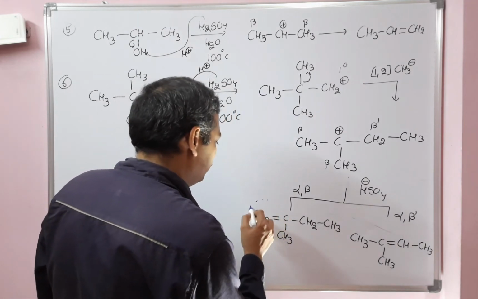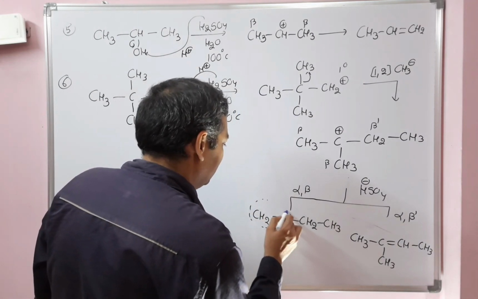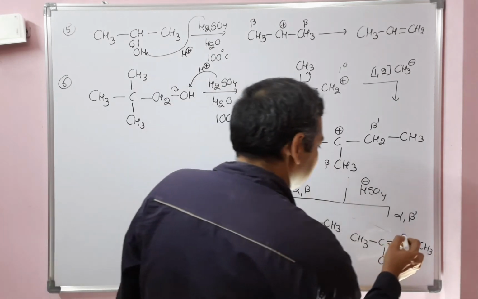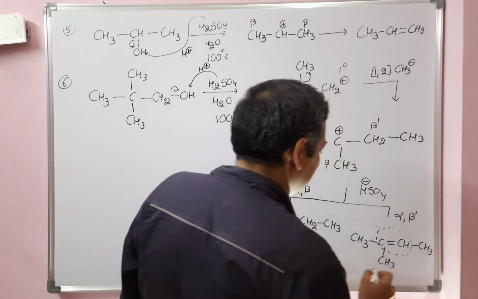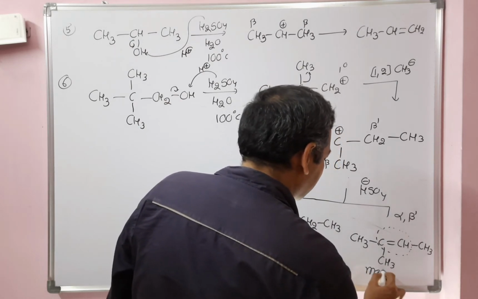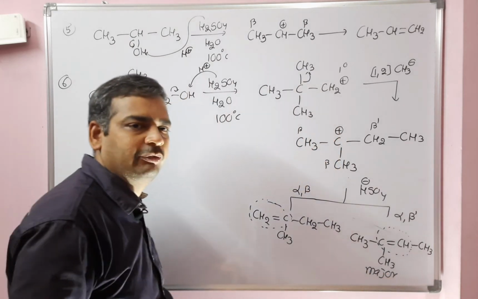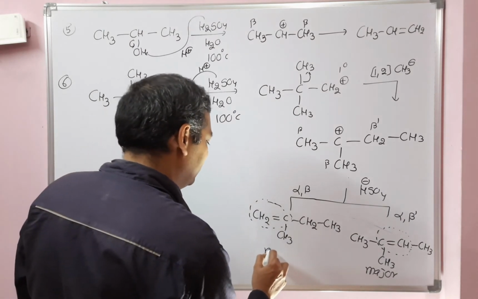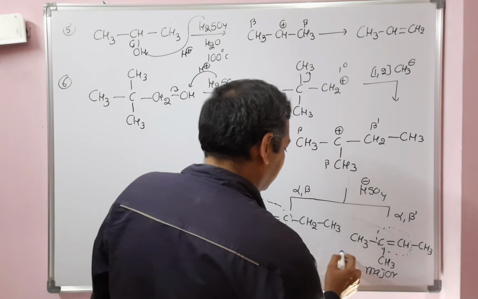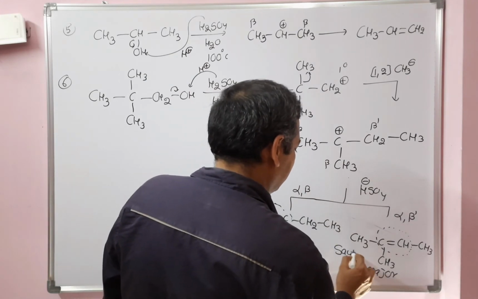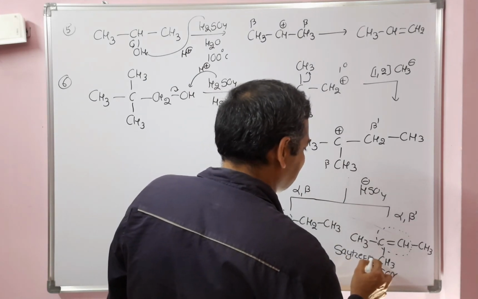Now among these two, which is major? For this alkene, 2 substituents are there. On this alkene, 3 substituents. This is more substituted, that's why this is the major product. According to Saytzeff rule, the more substituted alkene is the major product, the less substituted is the minor product. This is the Saytzeff product. More substituted alkene is the Saytzeff product.